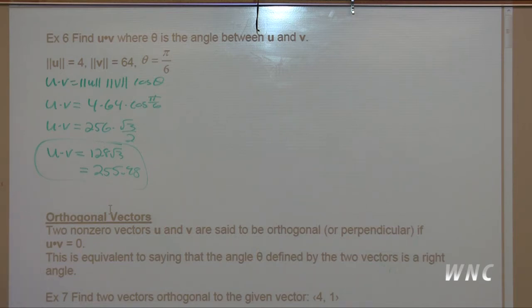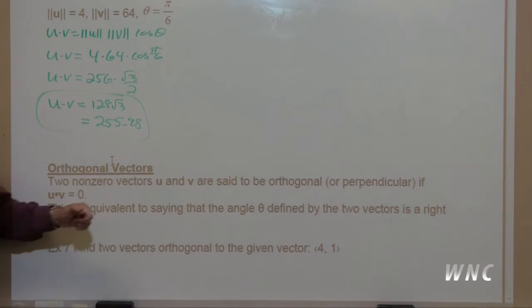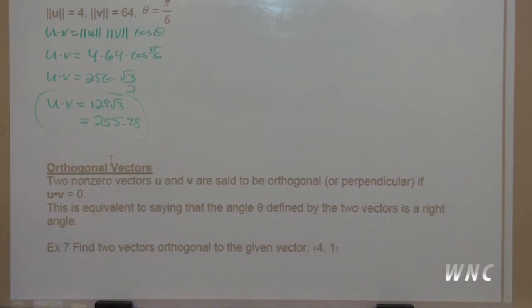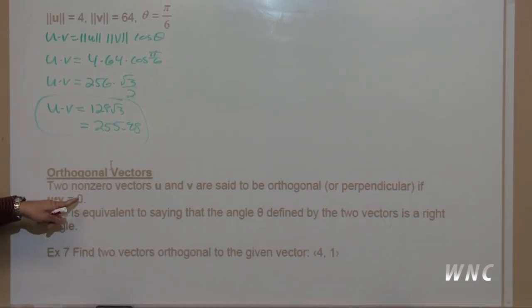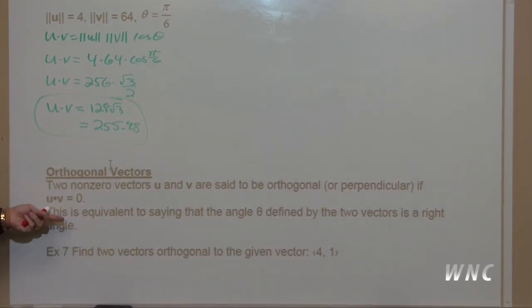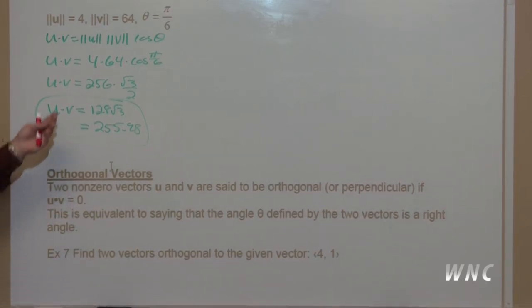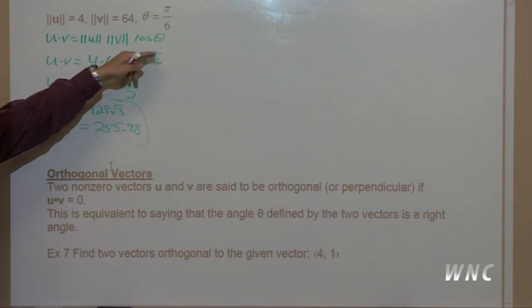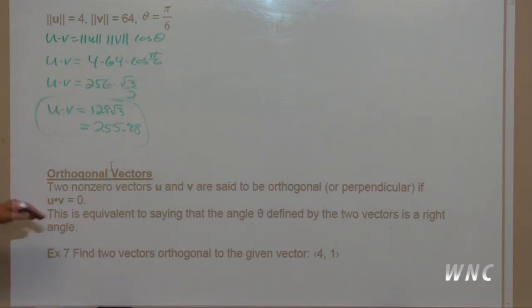Orthogonal. Orthogonal means perpendicular, so two non-zero vectors, u and v, are said to be orthogonal or perpendicular if u dot v is 0. Why would it be 0? Well, if they're orthogonal, that means it's a 90-degree angle, and cosine of 90 degrees is 0. So this is equivalent to saying that the angle theta defined by the two vectors is a right angle.